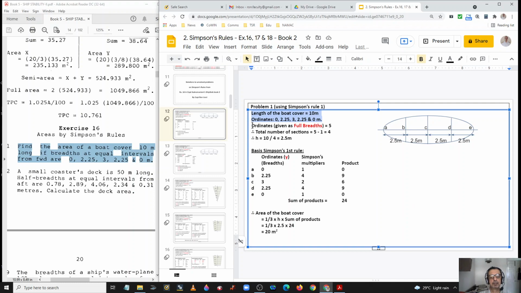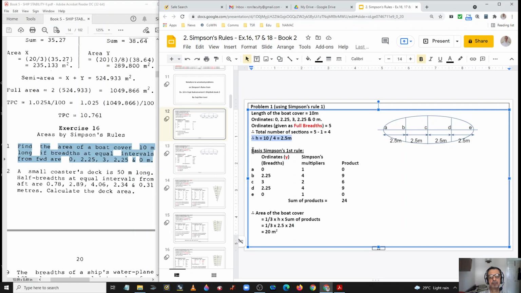The ordinates given here are full breadths. They are 5 in number. Therefore, the total number of sections is equal to 4, as you can see in the drawing on the right hand side. The length of the boat cover is 10 meters and we have 4 sections. Therefore, h is equal to 10 divided by 4, giving us 2.5 meters. So each of the ordinates here are 2.5 meters apart.